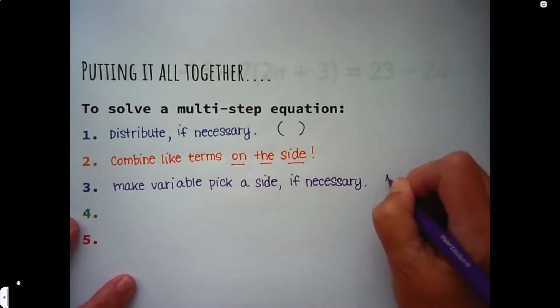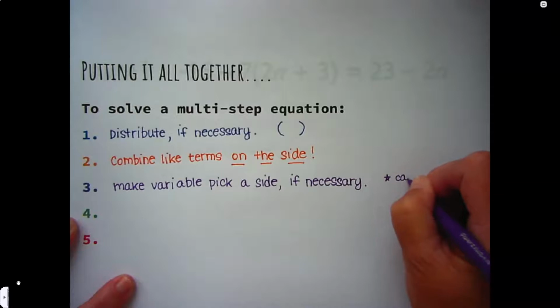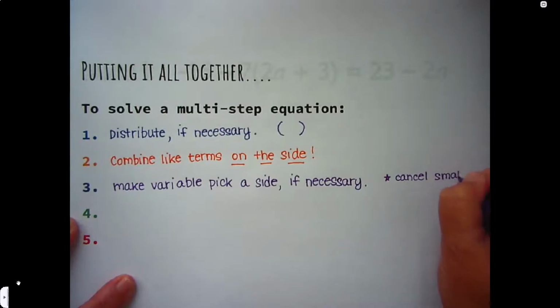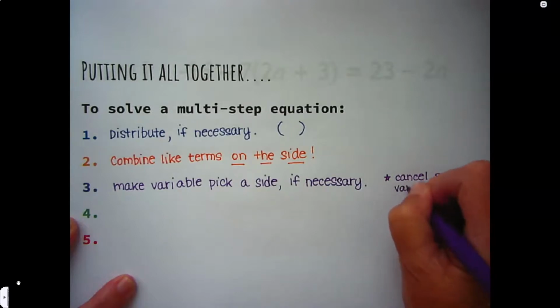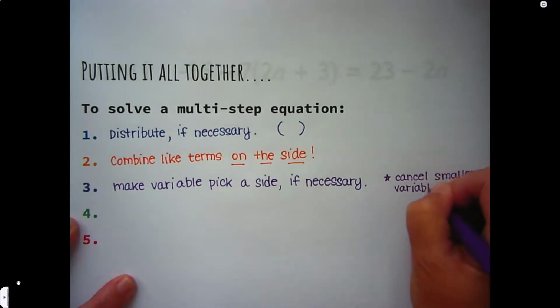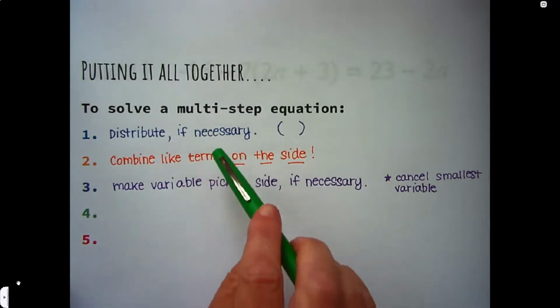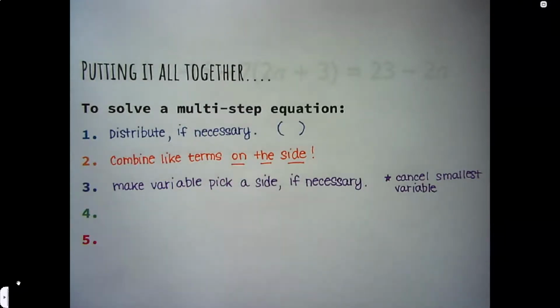And I'm going to add a little note here. When you're making the variable pick a side, you're going to have to cancel one of them out. And if I were you, again, I would just cancel the smallest one, because that's going to help you keep things positive. All right, now, from these 3 things, distribute, combining like terms, and making the variable pick a side, those 3 things are all just to get your equation simplified so that you can solve it.